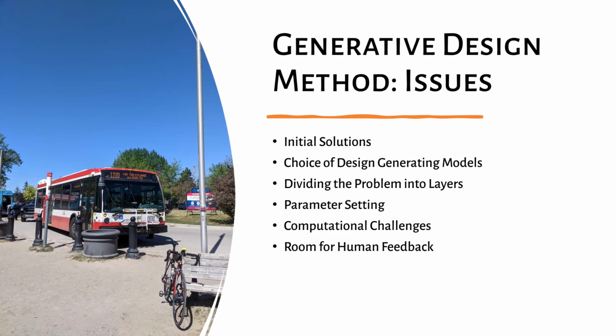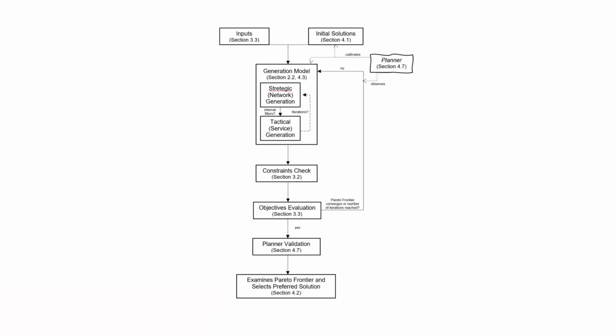Room for human feedback. That is where you should always consider implementing gaps, or space for yourself, to be able to understand what's going on inside the algorithm, what kind of results you are generating, and to make modifications in real time. So this is the overall framework of generative design transit optimization models.